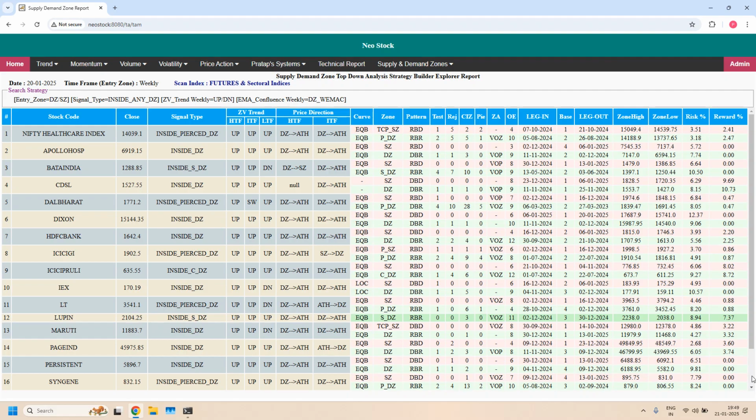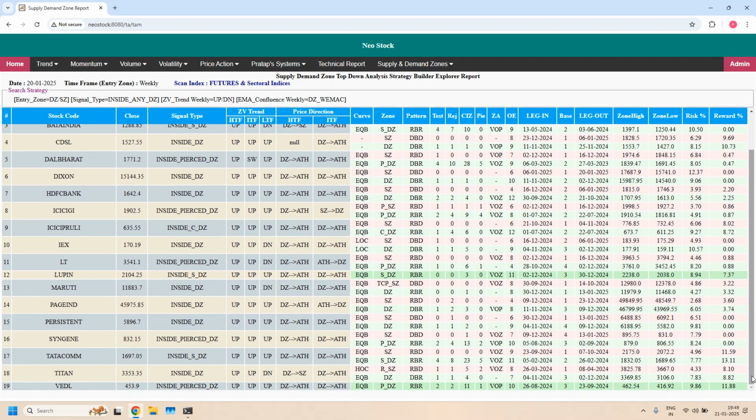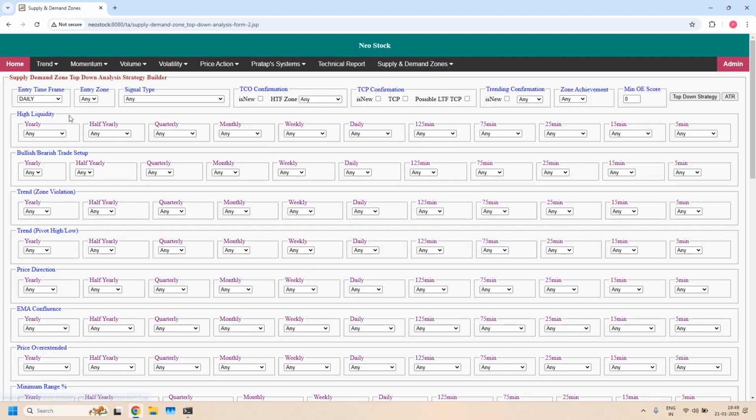I'm scrolling the list down. So these 19 weekly demand zones are having weekly EMA confluence. Some of these demand zones are pierced demand zones. You already learned pierced strategy. Okay, next weekly time frame.